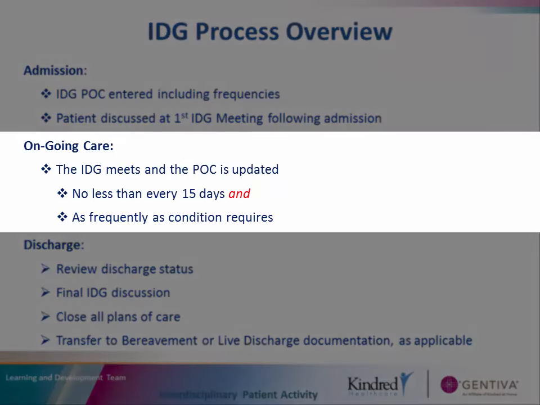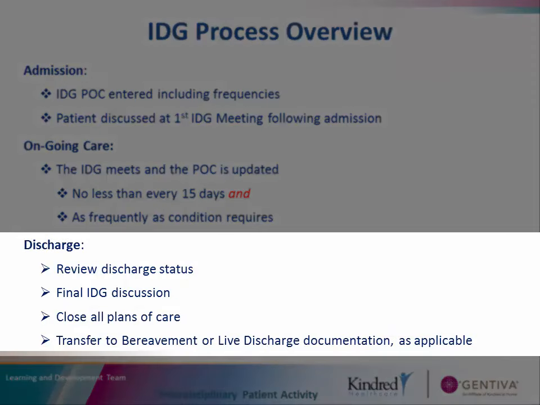On an ongoing basis, the plan of care is updated no less than every 15 days and as frequently as the patient's condition requires. If a patient is discharged live or discharge has already occurred, the patient must be discussed at a final IDG meeting. All plans of care must be closed for both live discharges and transfers to bereavement.